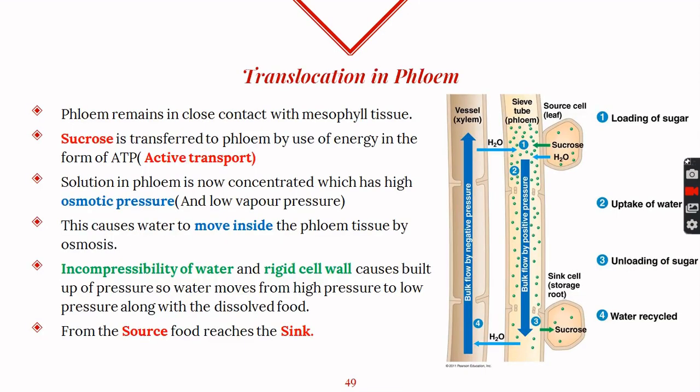Phloem tissue is in close contact with the mesophyll tissue, where photosynthesis is taking place and food is being manufactured. This food is poured directly into the sieve tubes using energy in the form of ATP. When food enters the sieve tube, the solution inside the sieve tube becomes concentrated and hypertonic. As a result, water from the surrounding cells will start entering the sieve tubes. This in turn will increase the pressure inside the sieve tubes, and this solution will start moving from a region of high pressure to the region of low pressure, which can be upward direction or the downward direction.